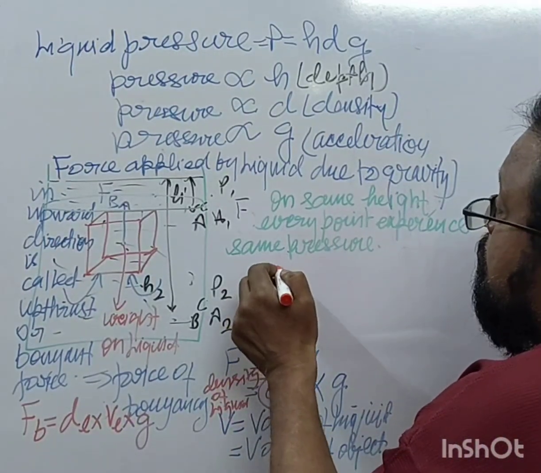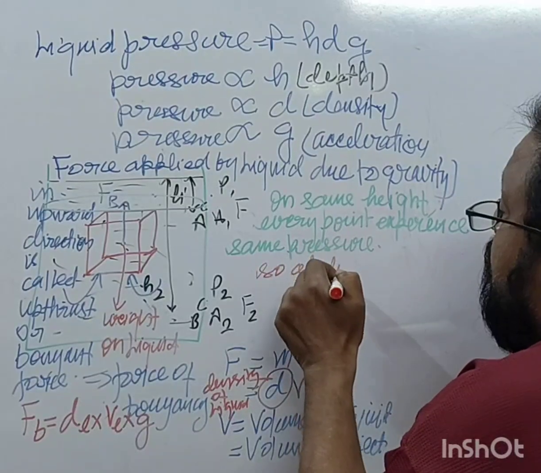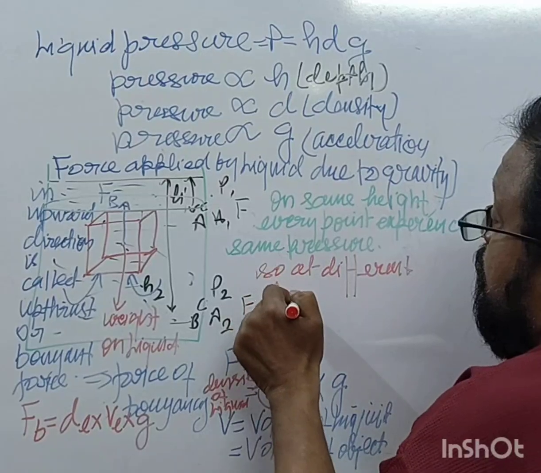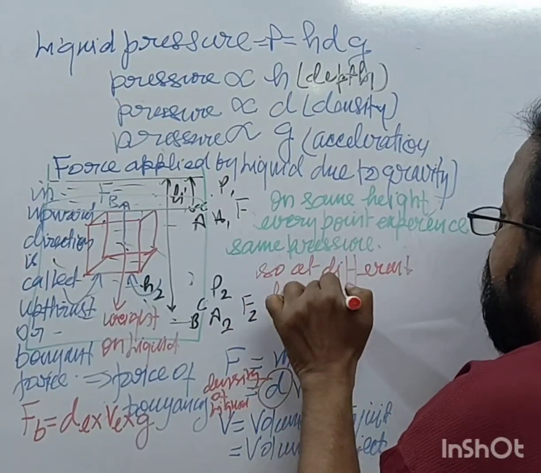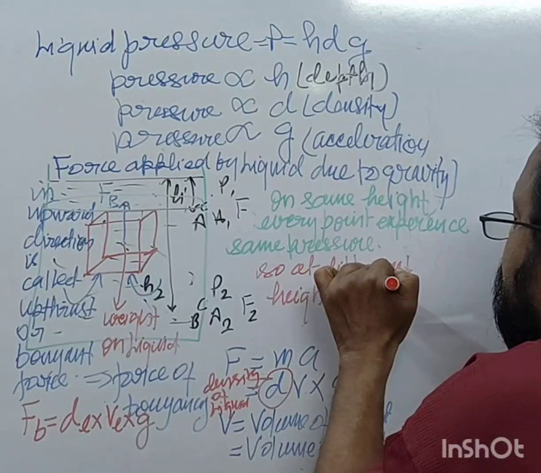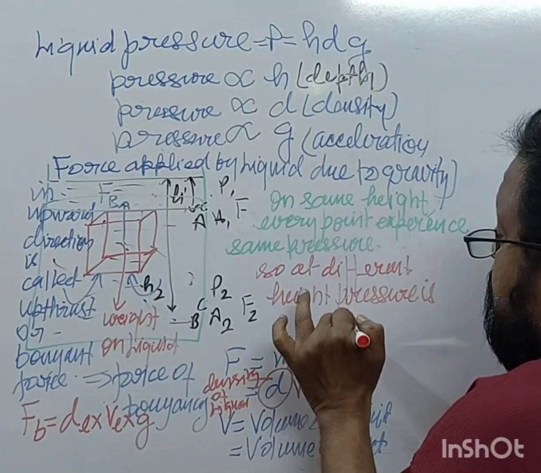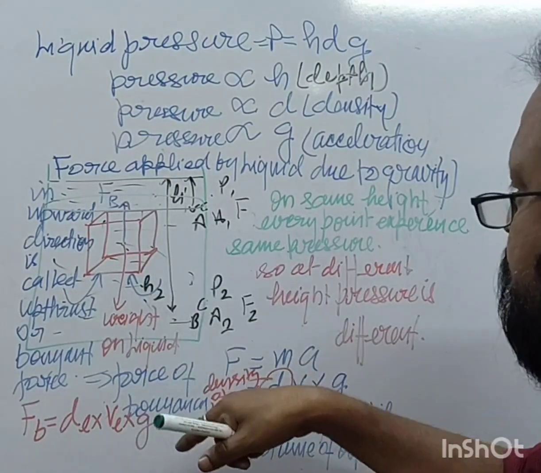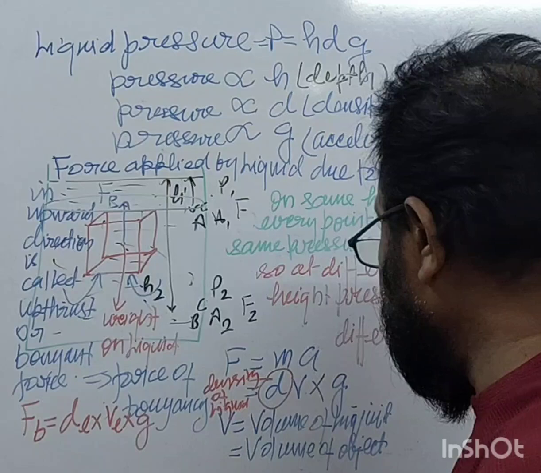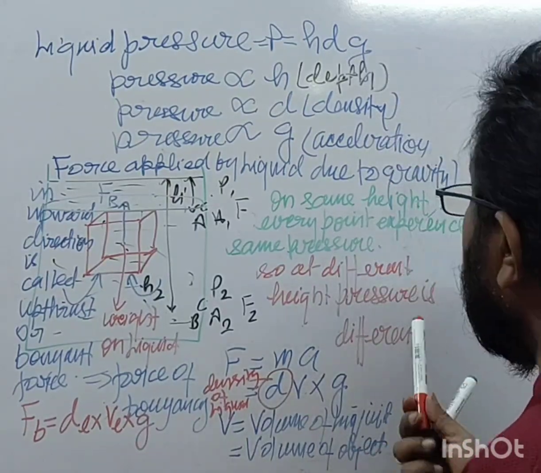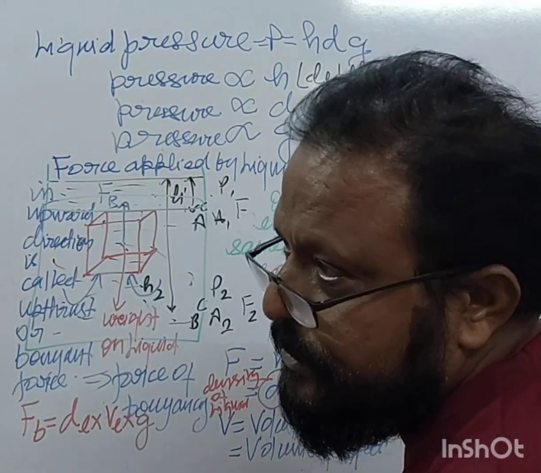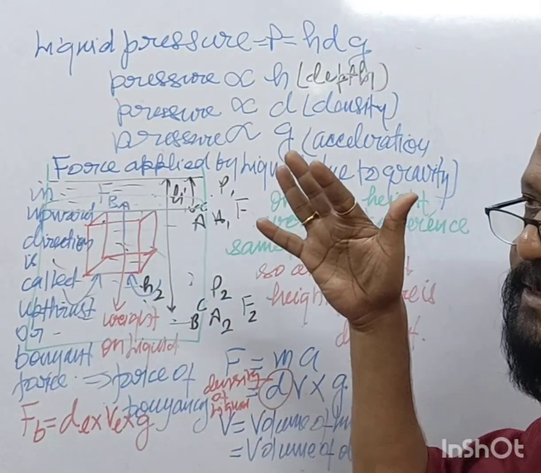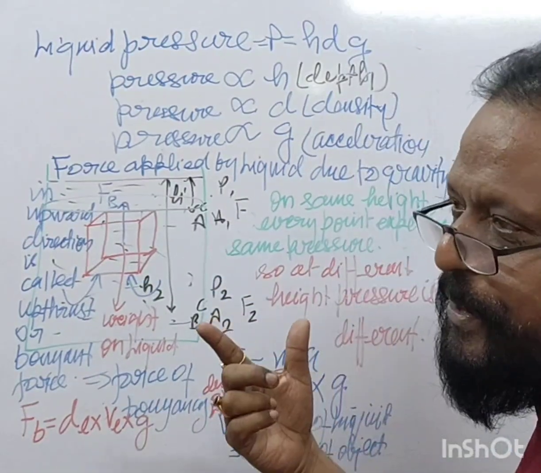So at different height pressure is different. This is buoyant force, this is pressure, liquid pressure, right? We are talking here about liquid pressure, and height is depth. Height is considered as depth, and pressure means liquid pressure.